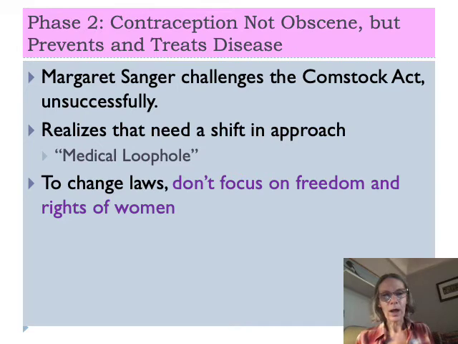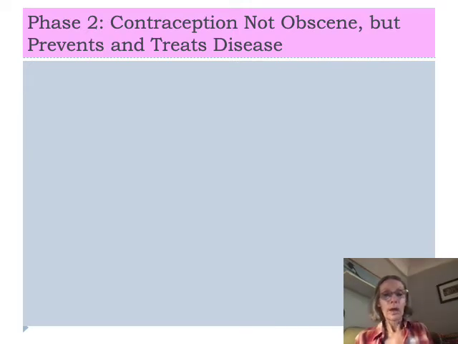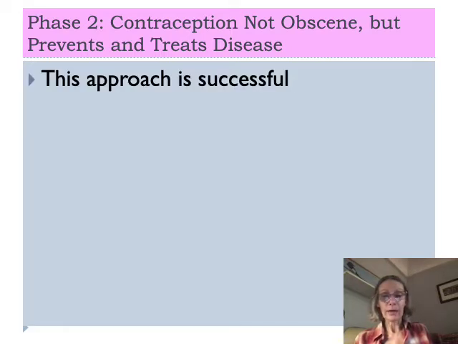She said, to change the laws, don't focus on the freedom and rights of women, because that doesn't seem to be a very popular or politically persuasive approach. Instead, focus on the rights of male doctors, and that male doctors have a right to treat their patients as they see fit, and that the federal government or state governments shouldn't interfere with the right of male doctors to treat their patients. And that would apply to everything, including the right to prescribe birth control. The approach to focus on the rights of doctors as a means of weakening the Comstock Act was successful.